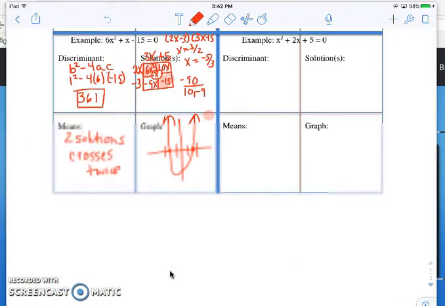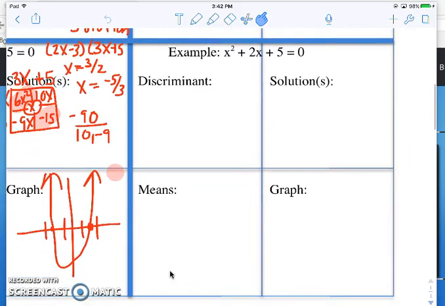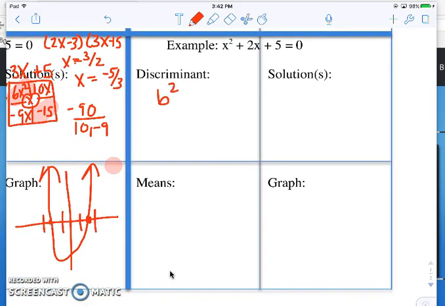So the last one we're going to take a look at. You guys are right, this is going to be the less than 0. So let's see, b squared minus 4ac, 1 squared minus 4 times 1 times 5. b squared, I'm having trouble with my letters right now. That should be 2 squared.